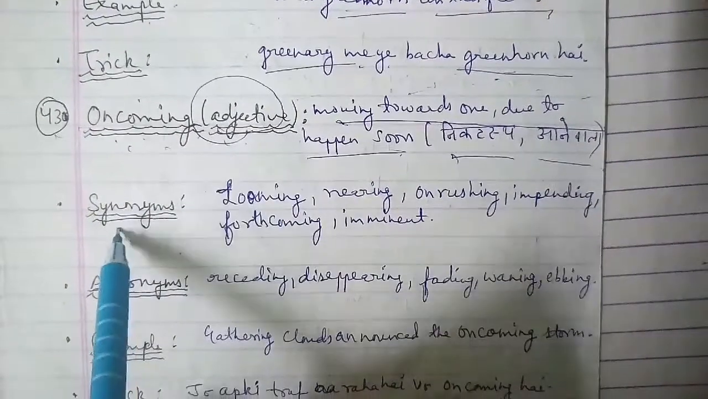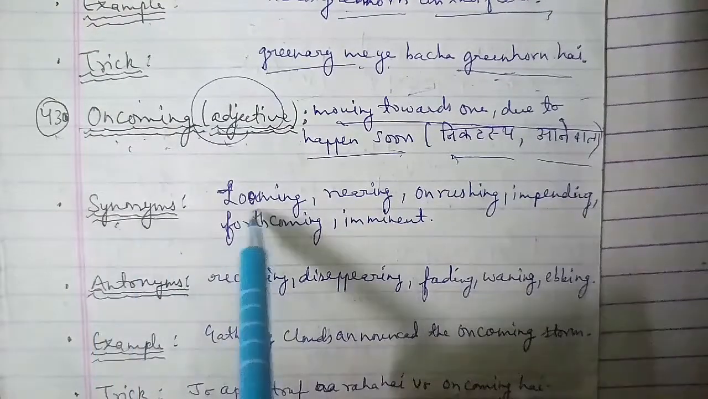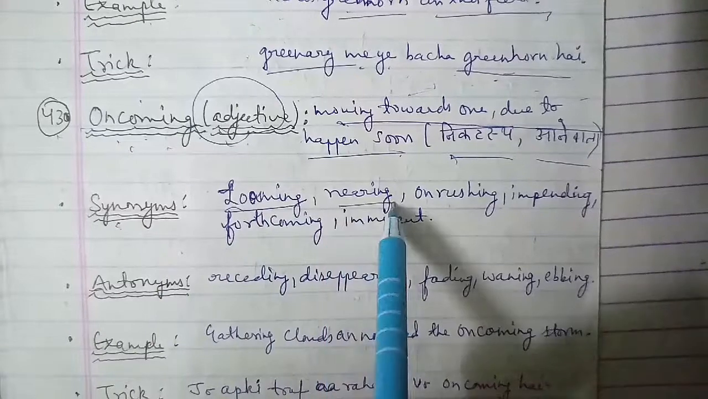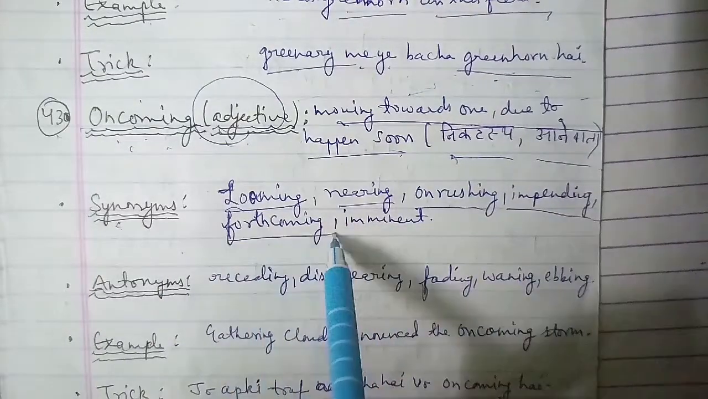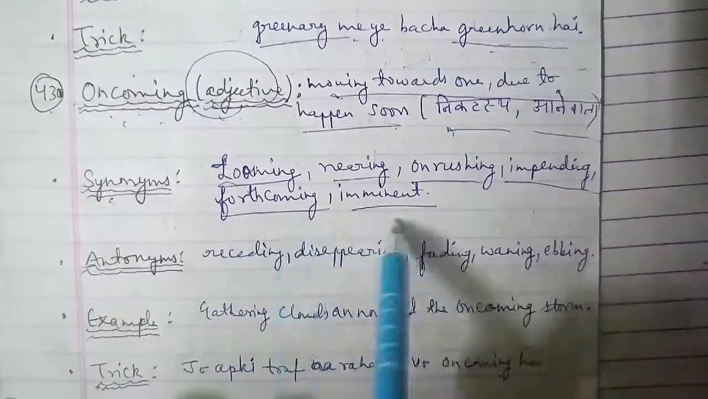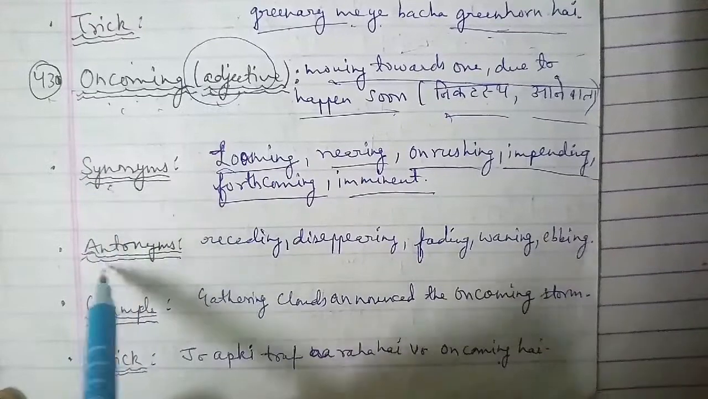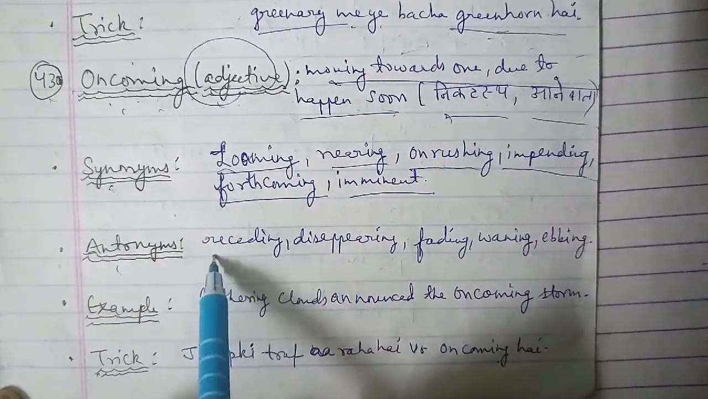Now, the trick to learn the word oncoming is: जो आपकी तरफ आ रहा है वो oncoming है. तो of course this is the word that you can use with this method, with this trick. Now moving on with the next word, the 431st word that we have.